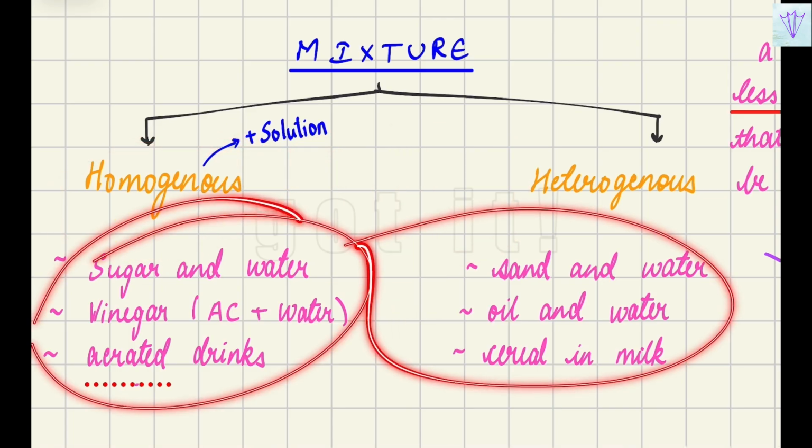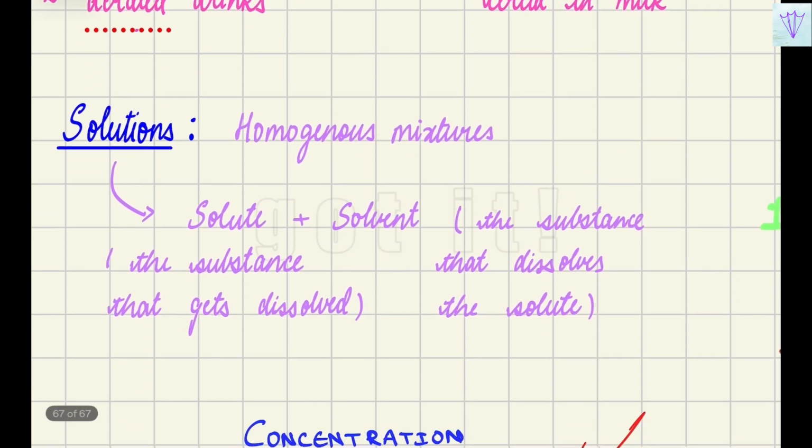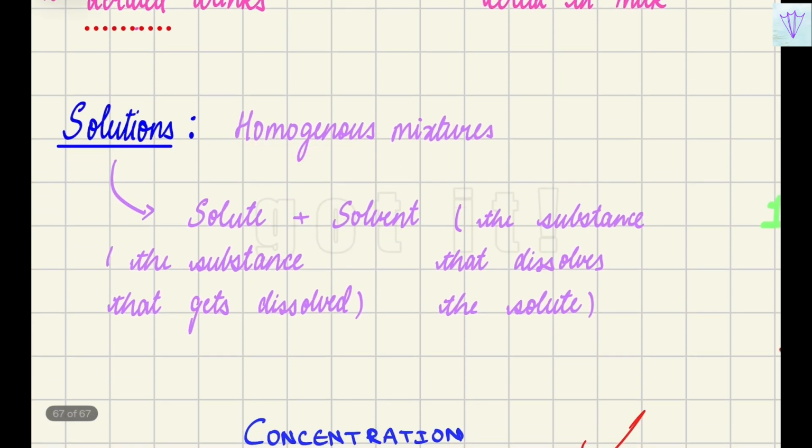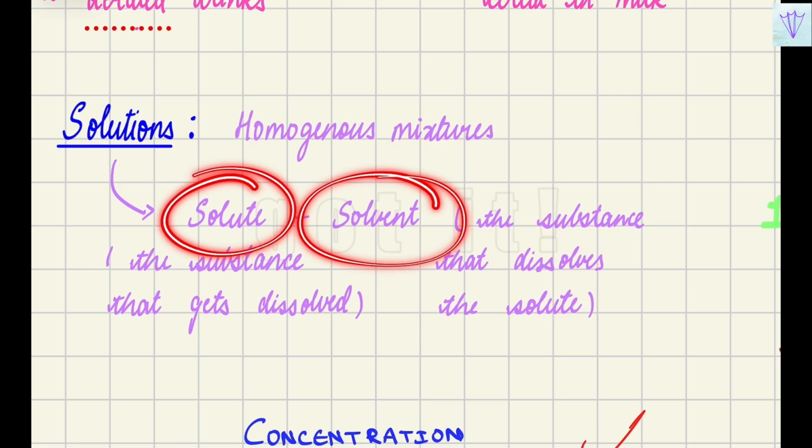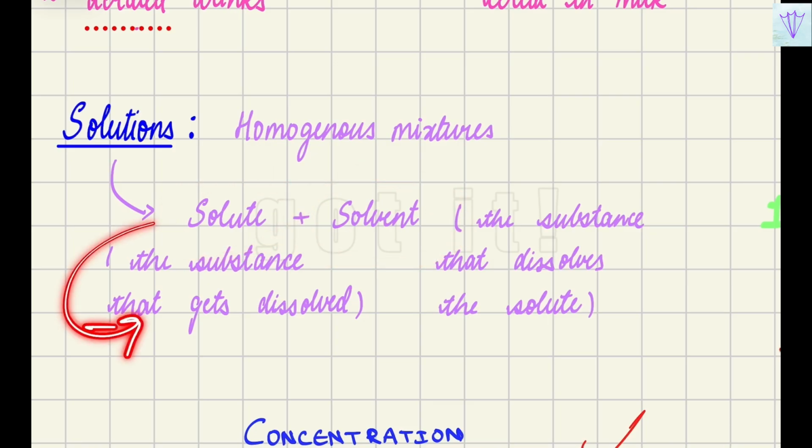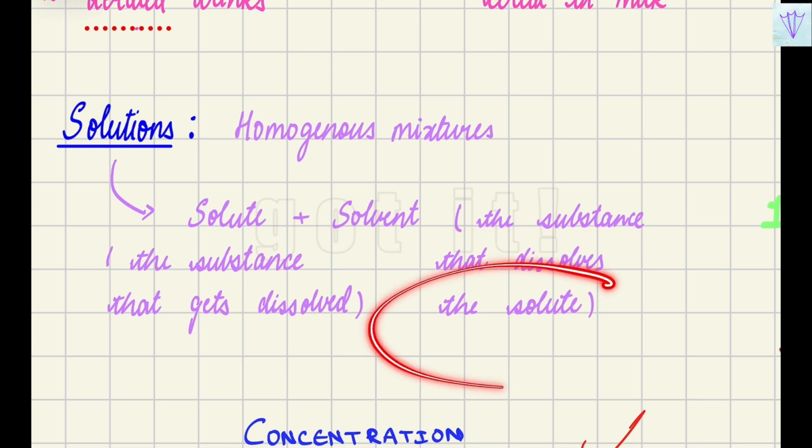Here are the examples of both. Solutions, homogeneous mixtures, we'll have solute and solvent. Solute is a substance that will get dissolved and solvent is a substance that will dissolve the solute.